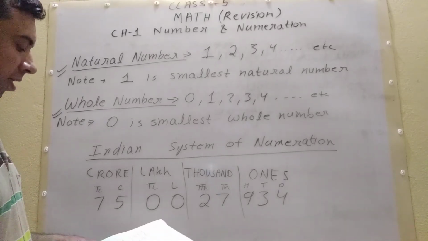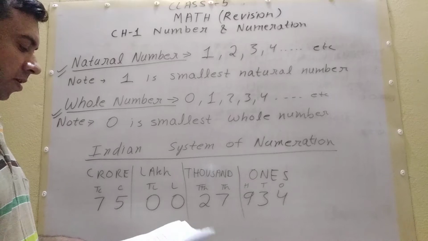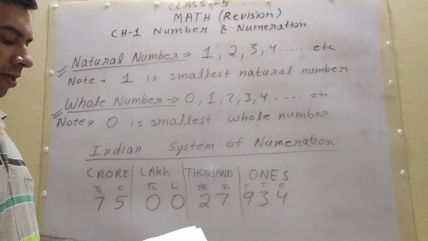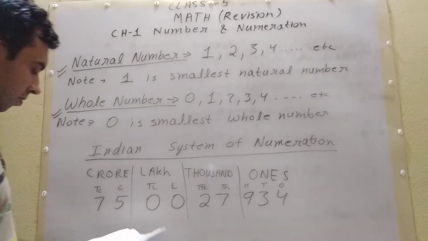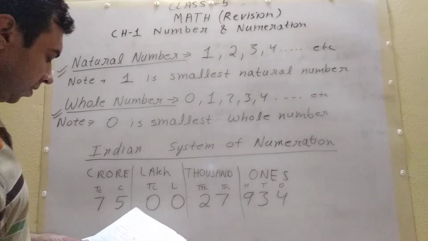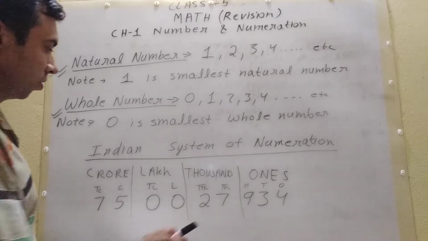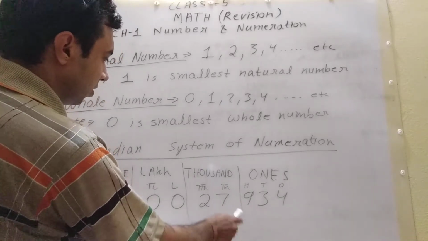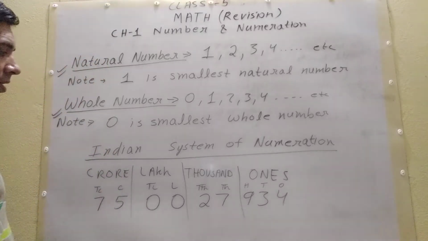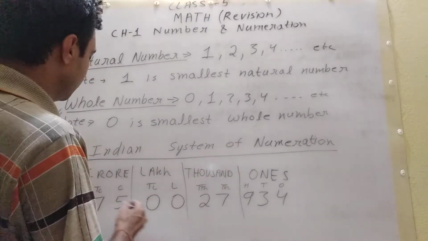Both the Indian and international systems of numeration are divided into periods, and these periods are further divided into place values. We separate the digits of a number by putting commas. So let us start with the Indian system of numeration.